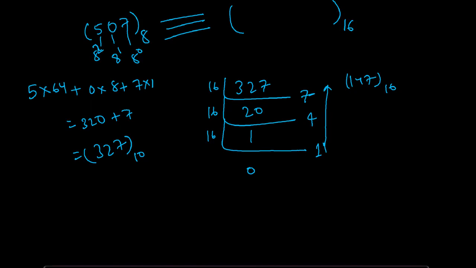So now for a given number in any base, you know how to get the decimal equivalent of it. For a given decimal number, you know how to get the equivalent number in any other base. And for a number in any base, you know how to get the number in any other base, through the decimal equivalent only.